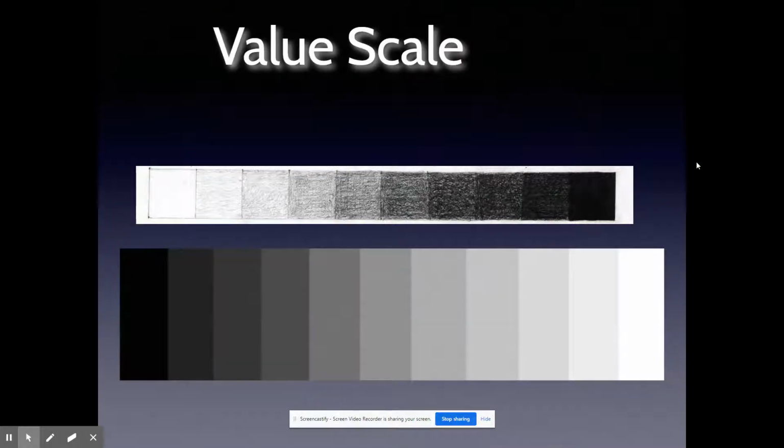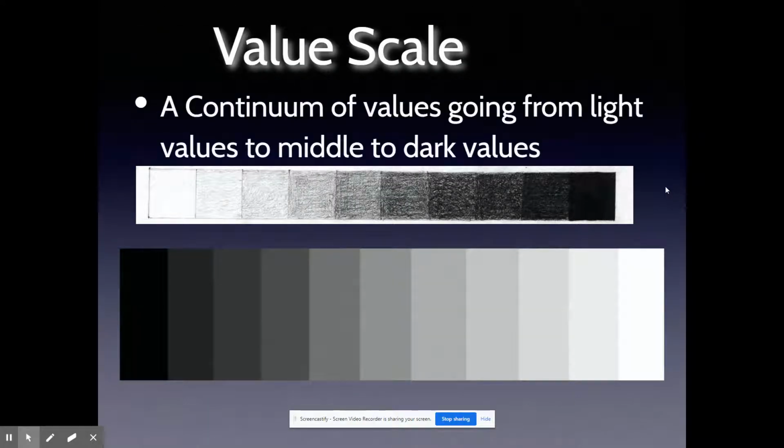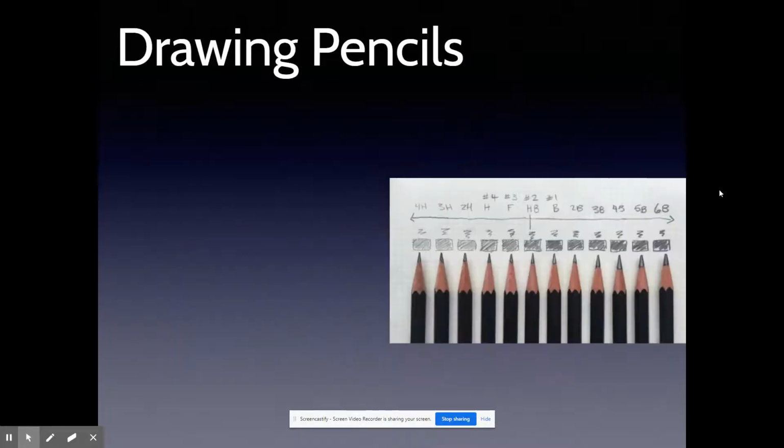Here's what a value scale looks like. The top one is done in pencil, as you can tell, a little rougher, and below is a computer generated one. And what it is, it's a continuum of values going from light values to middle to dark. Now, light values would be the white, and the lighter ones up here to the left of the value scale on top. Dark values, of course, are the black. And the middle ones, you probably can figure this out yourself. They're the ones in the middle of the value scale.